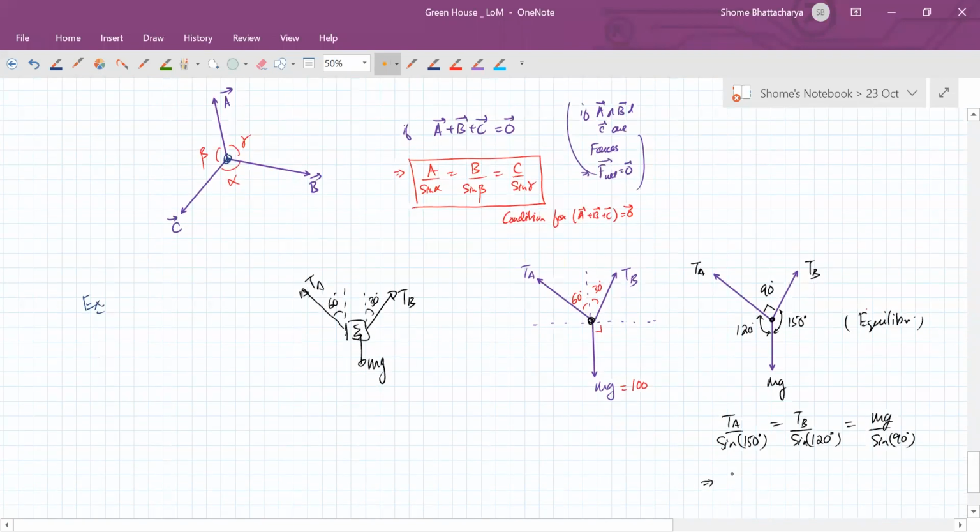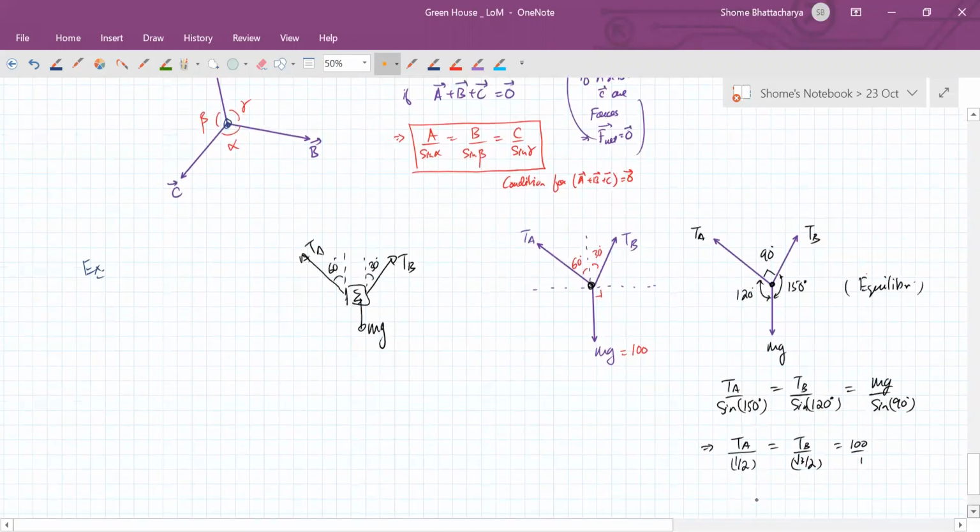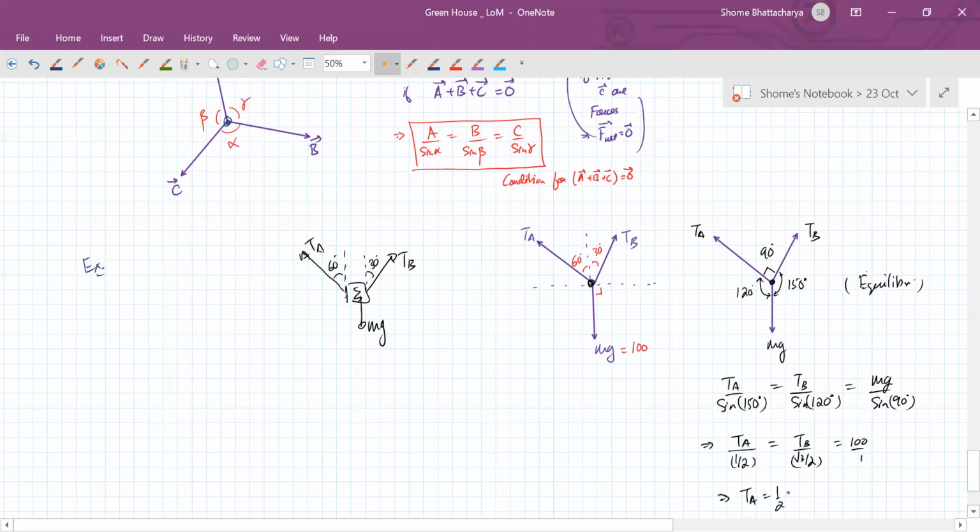So we know that sine 150 is the same as sine 30, okay, and sine 120 is the same as sine 60, and the weight was 100 newtons. Okay, so you can see that you're directly getting TA is equal to half of 100, or 50, and TB is equal to root 3 by 2 into 100.